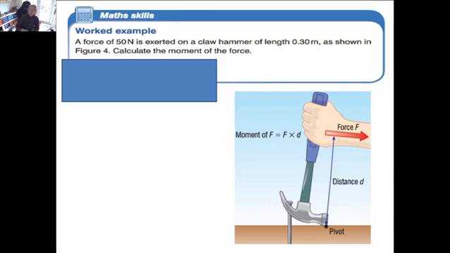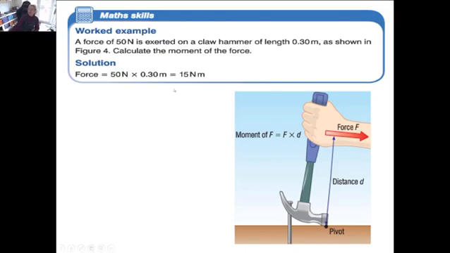Okay, have a go at that example. If we've got a force of 50 newtons exerted on a claw hammer, and that distance between the pivot point and the force is 0.3 meters, then what would the moment of that force be? Well, quite simply, we just need to multiply those two quantities together. Force of 50 newtons multiplied by that perpendicular distance gives a value of 15 newton meters.